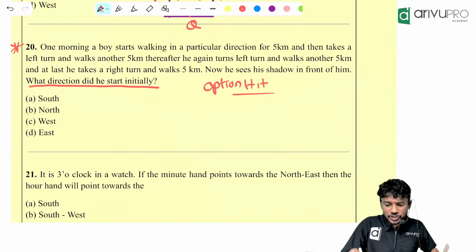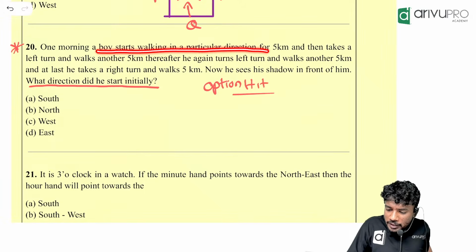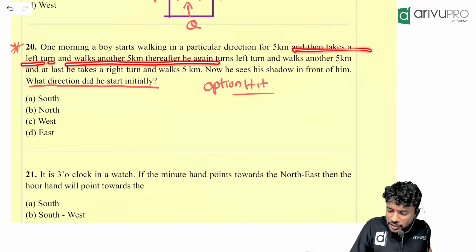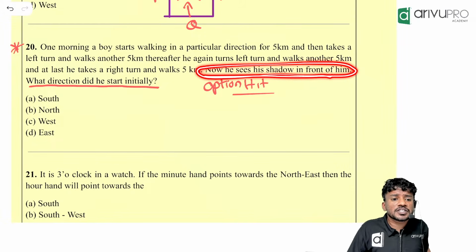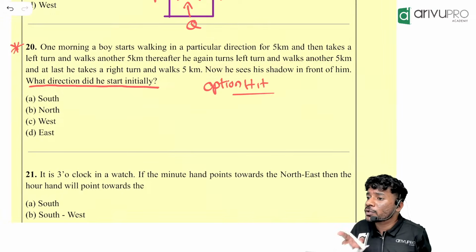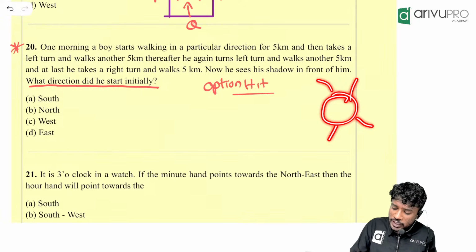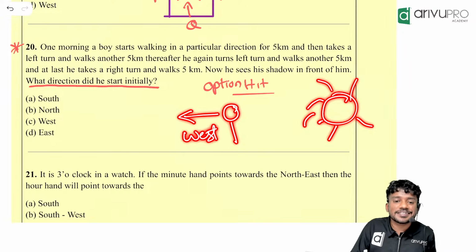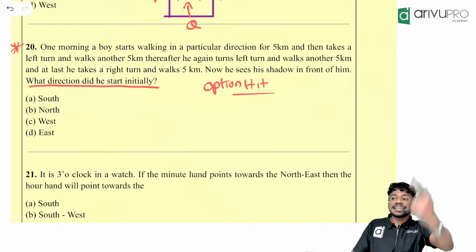Now I will read the question. What is given? One morning a boy walks in a particular direction for 5 kilometers, then takes a left turn, walks 5 kilometers, and so on, or it takes a right turn. All the things are done. Now he sees the shadow in front of him. Shadow in front of him means finally he is looking in which direction? When will I see the shadow in front of me in the morning time? That means I should be looking in which direction? West direction. Then only I will be seeing the shadow in front of me. So my final direction is what?